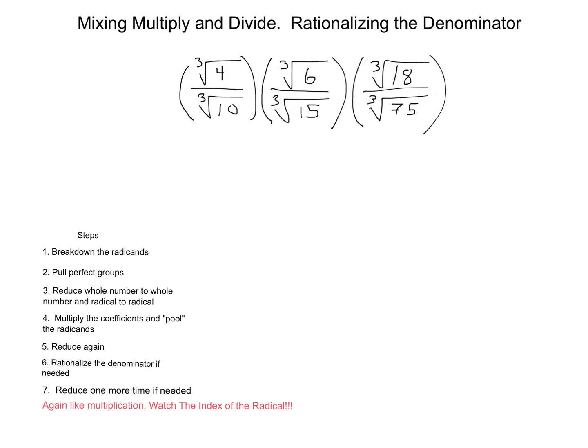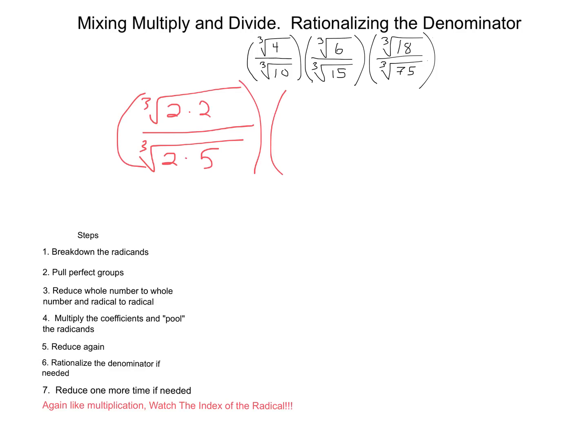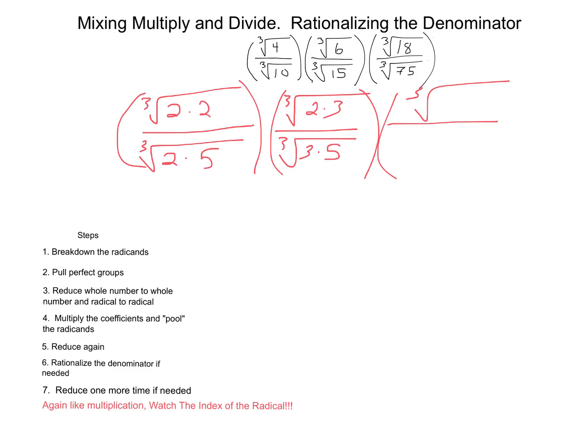All right, we are back. So let's do this one up. Okay, so let's start off. Break down the radicals. Cube root 2 times 2. Bottom cube root is 2. 10 is 2 times 5. Okay, cube root 6 is 2 times 3. 15 is cube root of 3 times 5. 18 is cube root of 2 times 3 times 3. And 75 is 3 times 5 times 5, because it's 25 times 3.